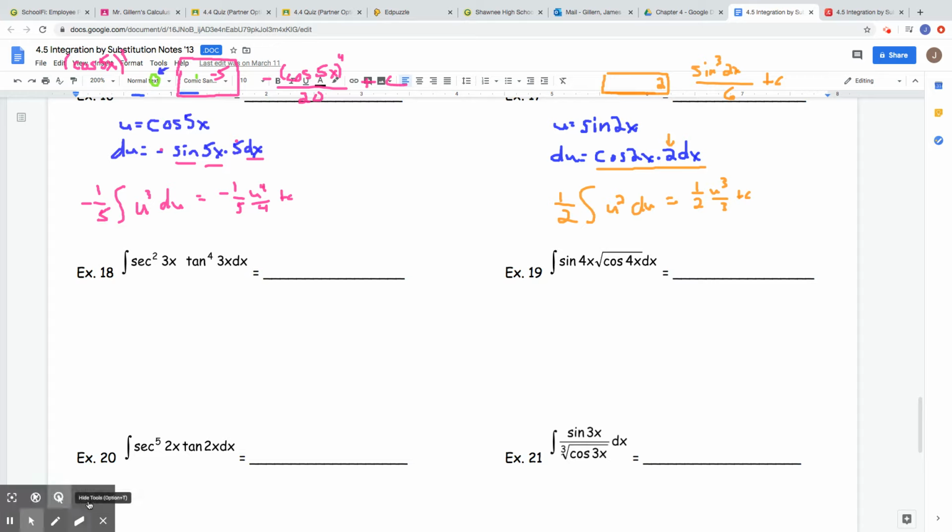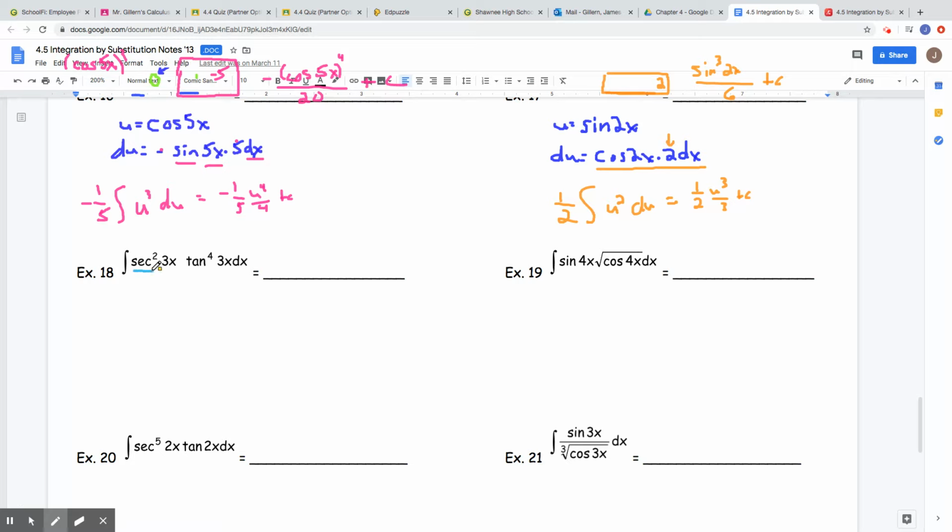Okay. Now, what I would like you to do is look at number 18 and see if you can come up with the u and the du. If you at least get the u and the du, that'd be great. See if you can get the whole integral by yourself, and then see if you can get an answer. I'll give you a second to do that now. All right. So let's see how you did.